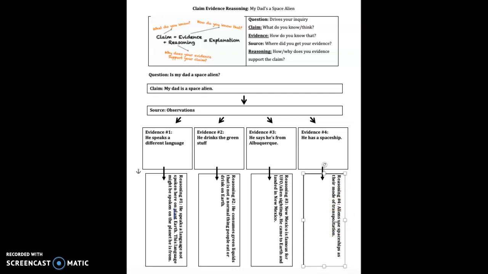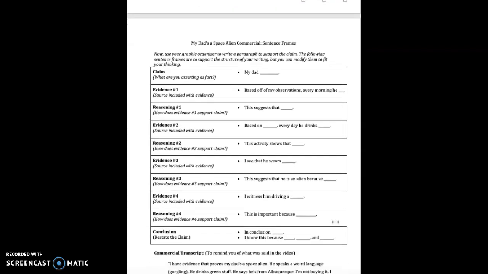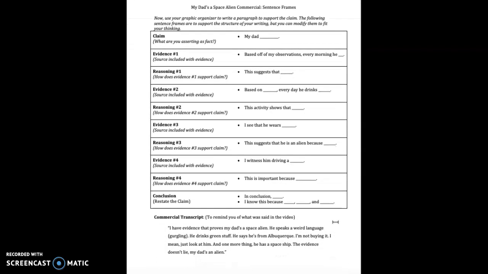Next week, you guys are going to be writing or starting to write an essay based on a CER. So you're going to have to know how to do this right here, which you should already know how to do, but then you're going to take this graphic organizer and turn it into an essay. So the practice that we're doing today is now taking that information that we just organized and putting it into a paragraph. So if you keep going, the next page is sentence frames.